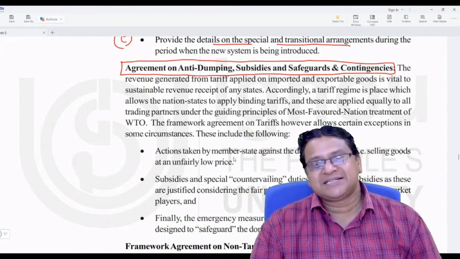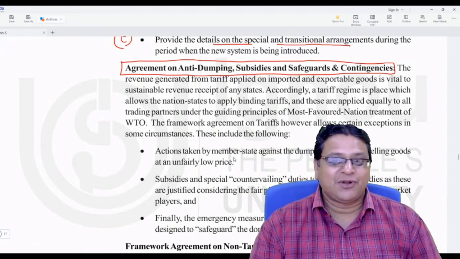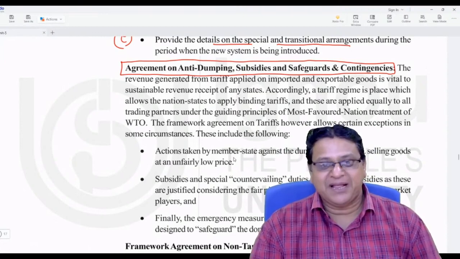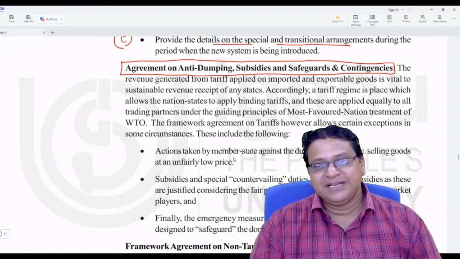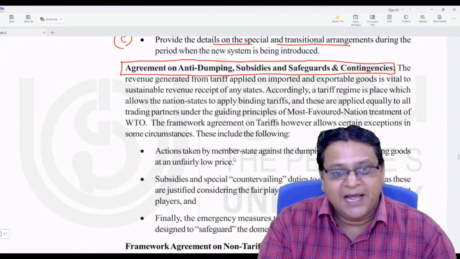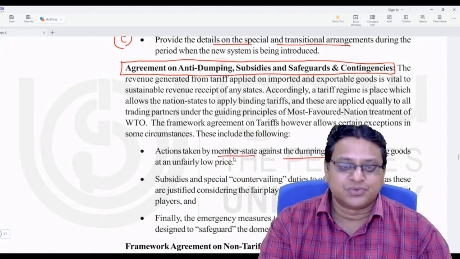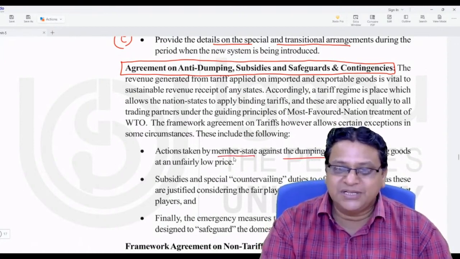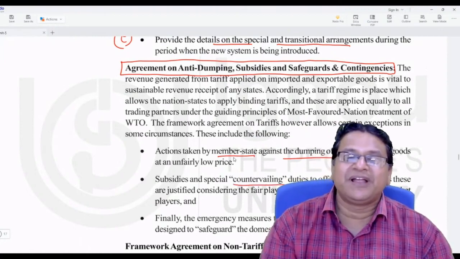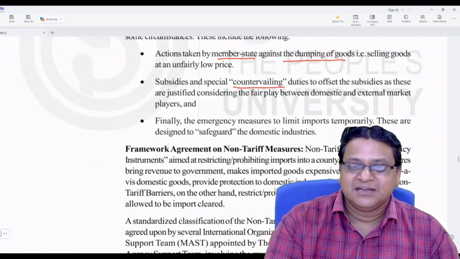So dumping is practiced by many countries. China is practicing dumping in case of many products in different countries. Once a country identifies that some country is dumping its product in its territory, it can take anti-dumping measures. Anti-dumping measures are the actions by member countries against the dumped goods. Dumped goods are sold in the market at very low prices, and they can charge countervailing duties, and they can also take safeguards, emergency measures.